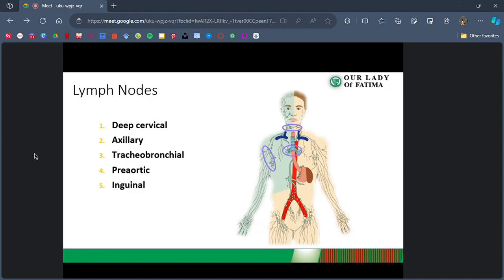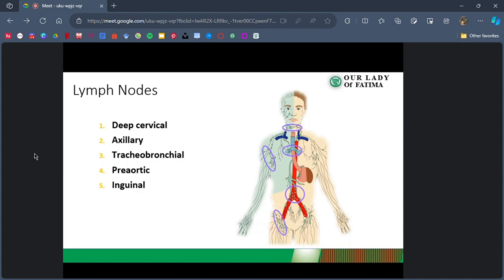In the thoracic part of the trachea and the bronchi will be another group of lymph node known as the tracheobronchial nodes, which contain some of the largest nodes that filter the lymph from the lungs and the heart. Now, anterior to the abdominal aorta will be the pre-aortic lymph nodes that filter lymph from outlying groups of nodes draining the gastrointestinal tract, the liver, pancreas, and the spleen.